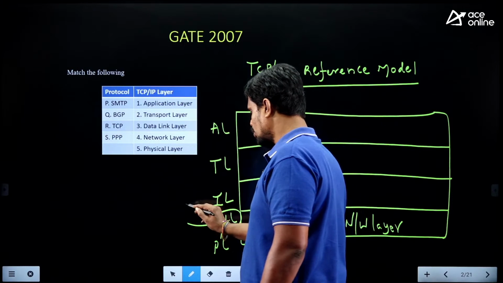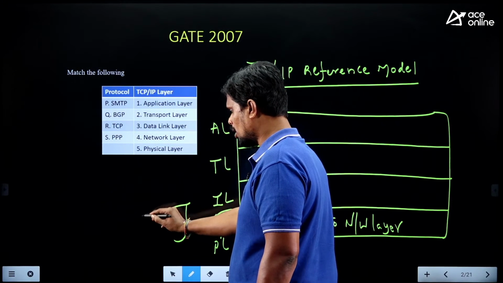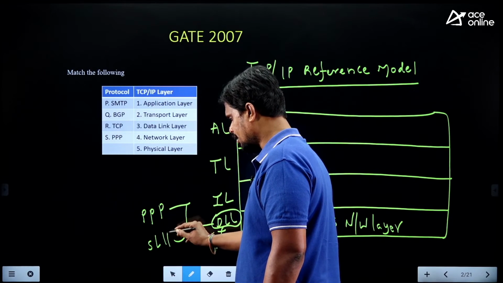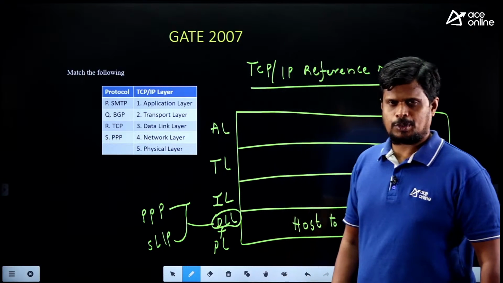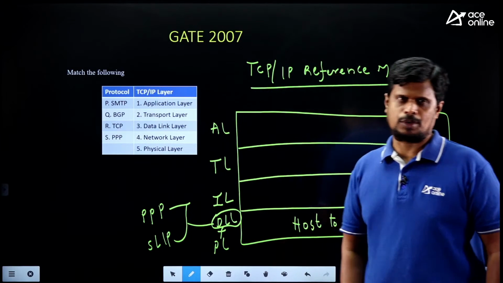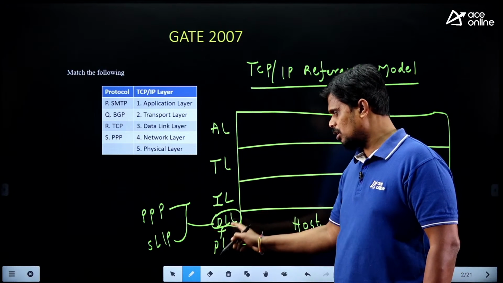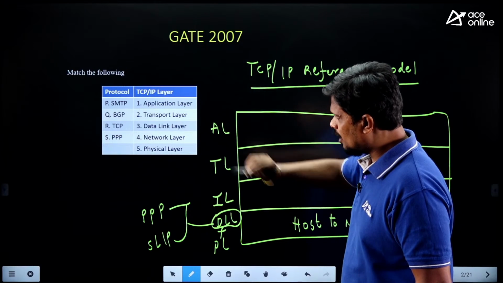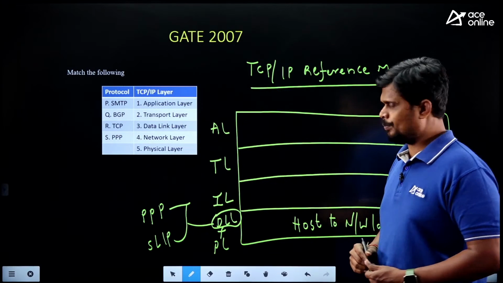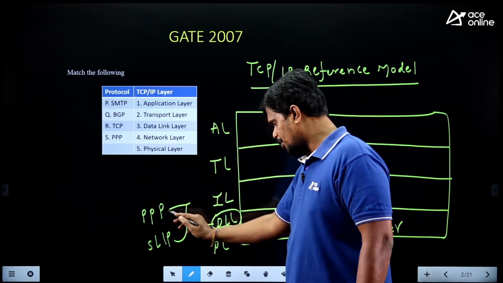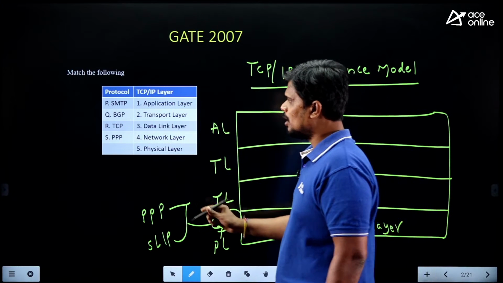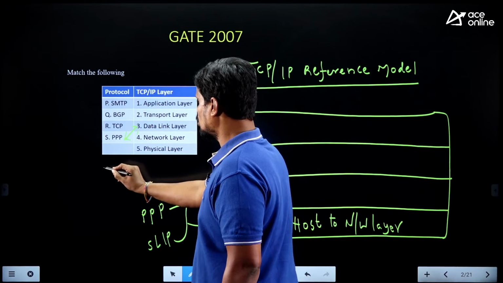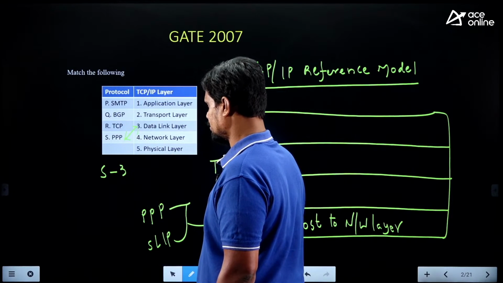In our classes, we clearly defined this data link layer for its internet applications. It is using 2 types of protocols. What are the 2 types of protocols it is using? One is PPP and another one is SLIP. You know that PPP stands for point-to-point protocol, SLIP stands for serial line protocol. These are the 2 protocols which are exclusively used by the data link layer for its internet applications. If you look at the protocols in the TCP/IP layers, first PPP belongs to the data link layer. So we can match PPP to data link layer. So it means S goes to 3 here.